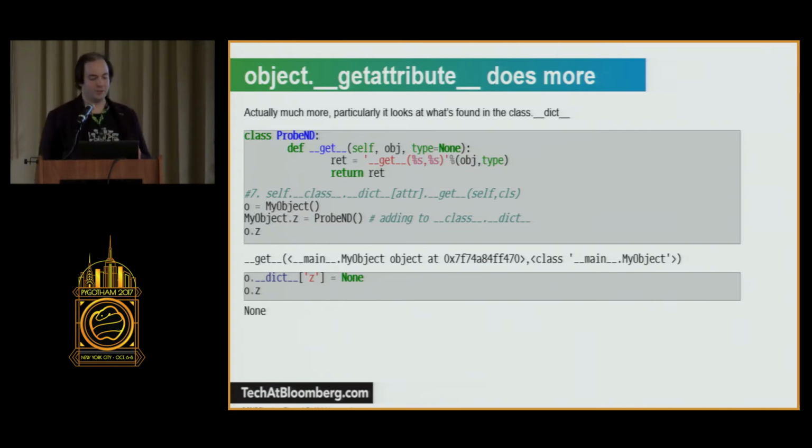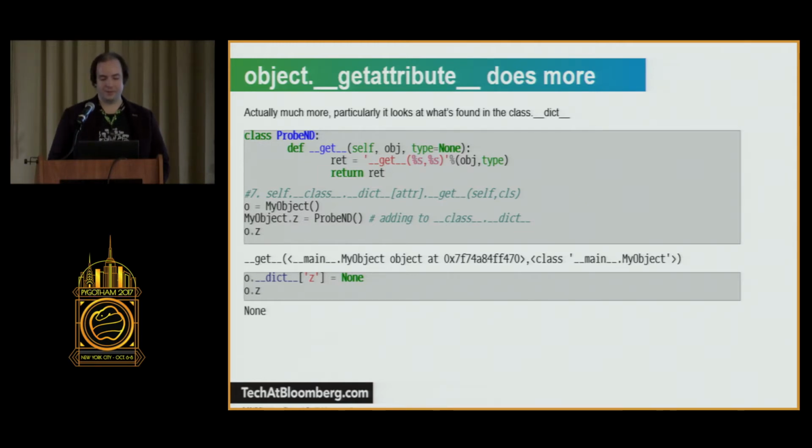Then when I call O.z, accessing that attribute, it's going ahead and calling the get method on the probeND instance that's in the dict of my object. And we can see we have a similar behavior to __getattr__. Once we've put something into __dict__, which I've just done directly for illustration, we get that back.